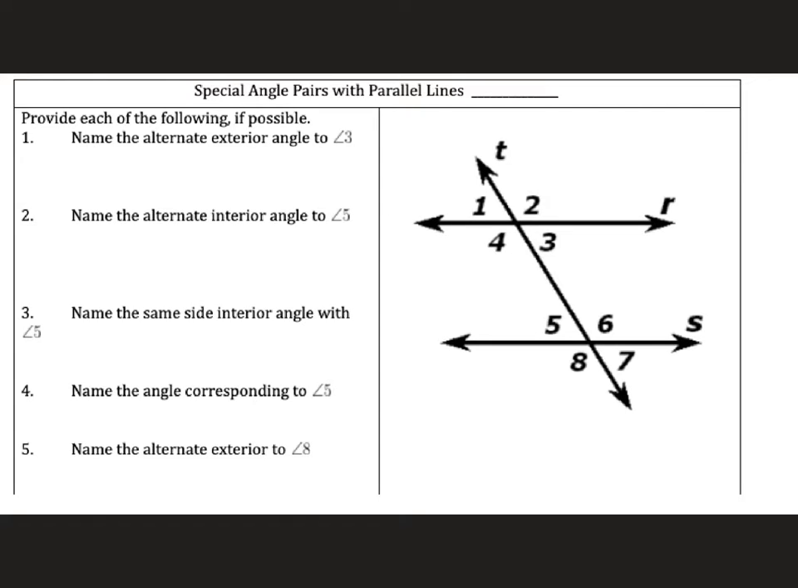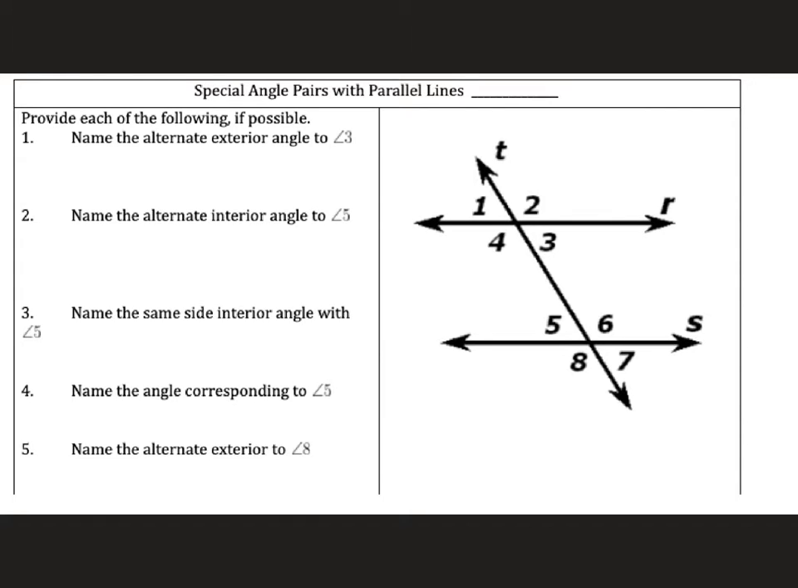If we wanted same side interior, that would be 4 and 5 or 3 and 6. And then the last but certainly not least, corresponding is all about position. So if I look at these pieces: top left, 1 and 5; top right, 2 and 6; bottom left, 4 and 8; bottom right, 3 and 7. Okay, that was corresponding. So now let's keep rolling.